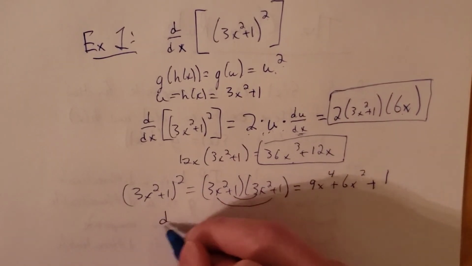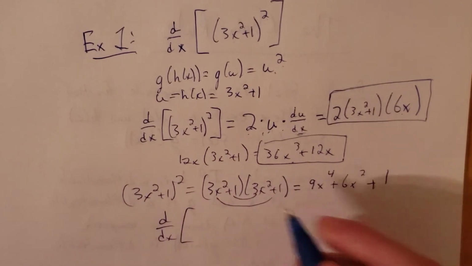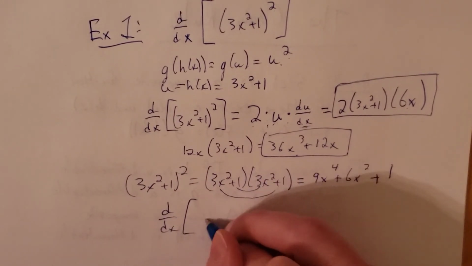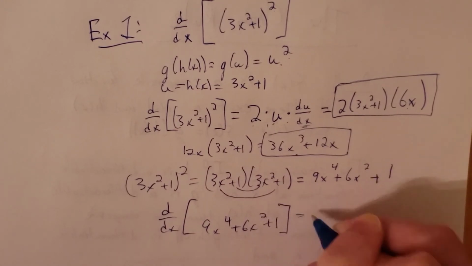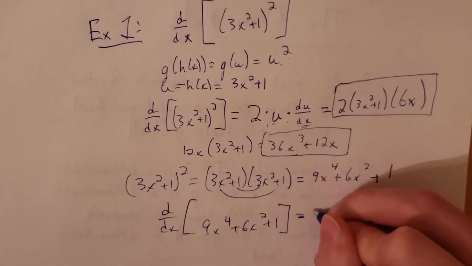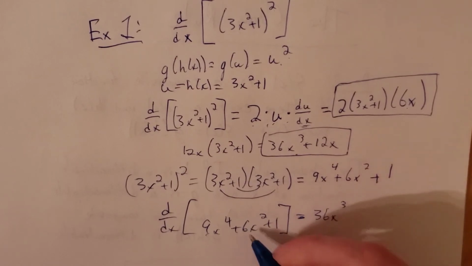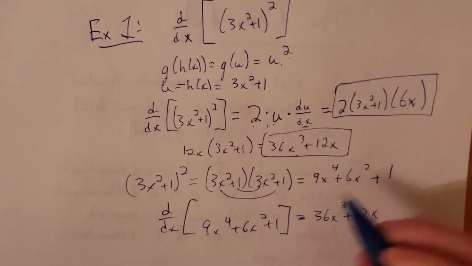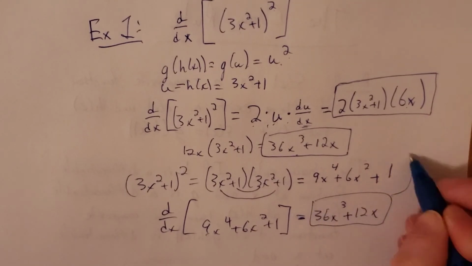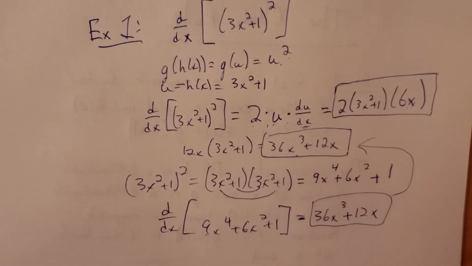So now let's take the derivative of that. What is the derivative of 9x to the 4th plus 6x squared plus 1? Derivative of 9x to the 4th is 36x cubed. Derivative of 6x squared is plus 12x. Oh, and we see that we got the same thing. So maybe that'll help you believe that what we did here was correct.